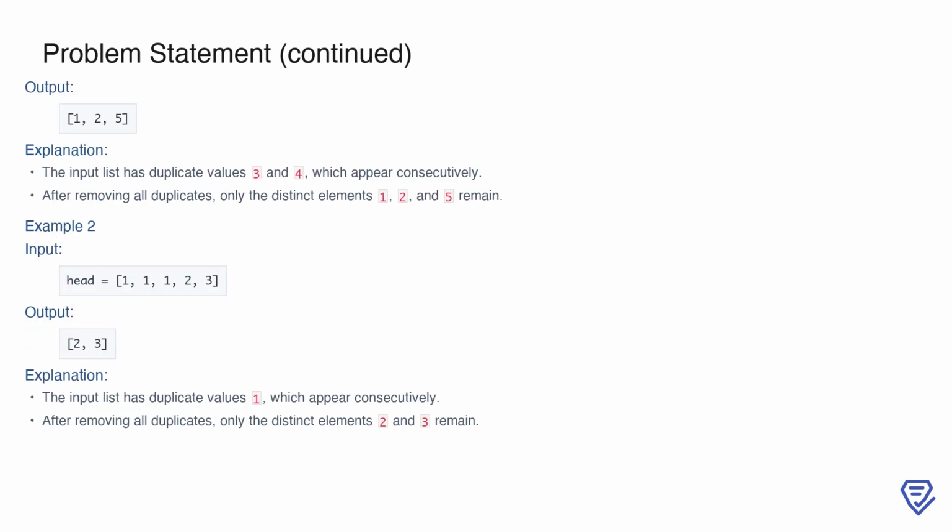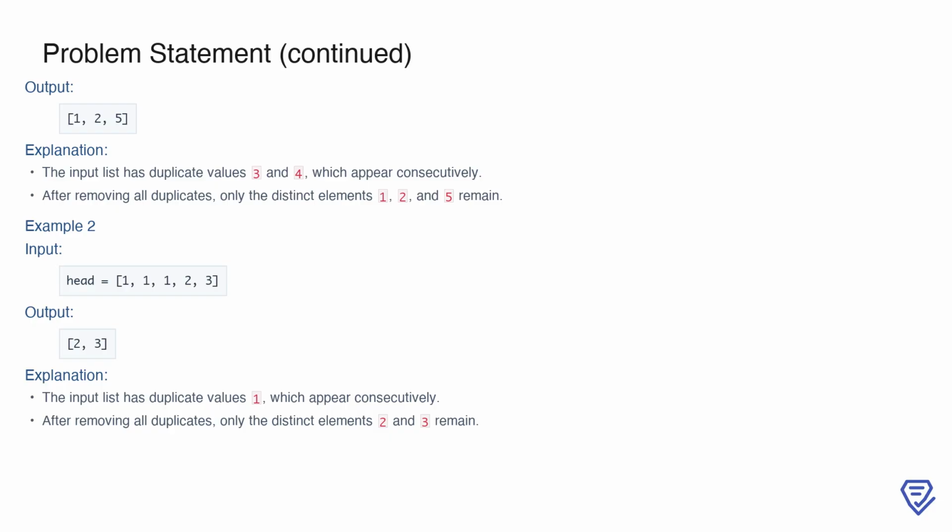In the first example, the input linked list is 1, 2, 3, 3, 4, 4, 5. Here, you can see that the values 3 and 4 appear consecutively more than once, making them duplicates. When we remove these duplicates, the distinct elements remaining are 1, 2, and 5. So, the output linked list becomes 1, 2, 5.